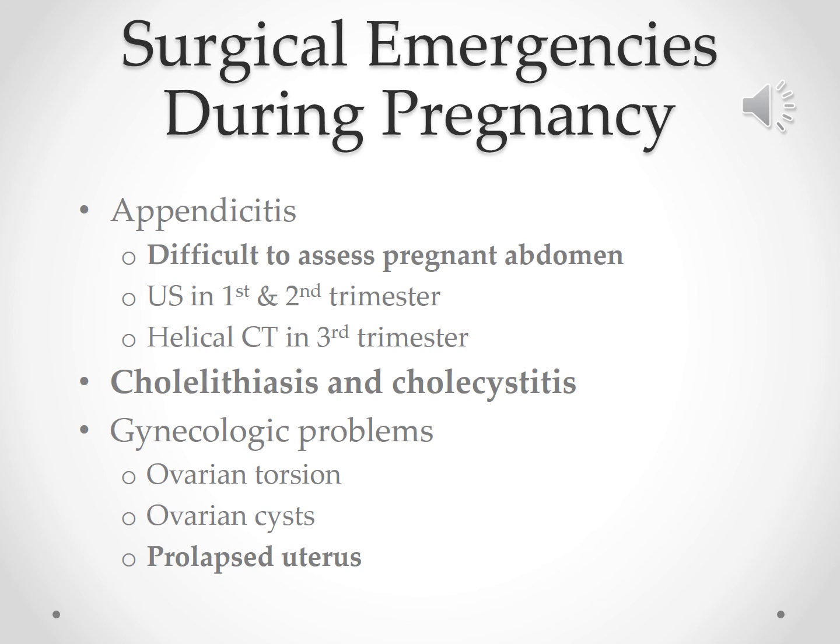But doesn't that sound familiar for things that can happen in pregnancy too? So you want to do an ultrasound in the first and second trimester. That's going to be the best way to determine if you have a concern for appendicitis. If you get into the third trimester, then you're going to need to do the helical CTs. That's going to give you a little bit better imaging, and if you can't get imaging done with that, you can always go into the MRI that we talked about in the last lecture.